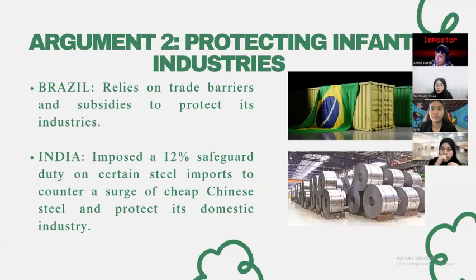So the second example is from India. India imposed a 12% safeguard duty on steel imports, mainly from China, to protect its local industry from cheap competition. While it helped stabilize prices and prevent job loss in the short term, it raised costs for other sectors and didn't address deeper structural issues in the steel industry. Overall, the policy offered temporary relief but had limited long-term impact. Next slide.